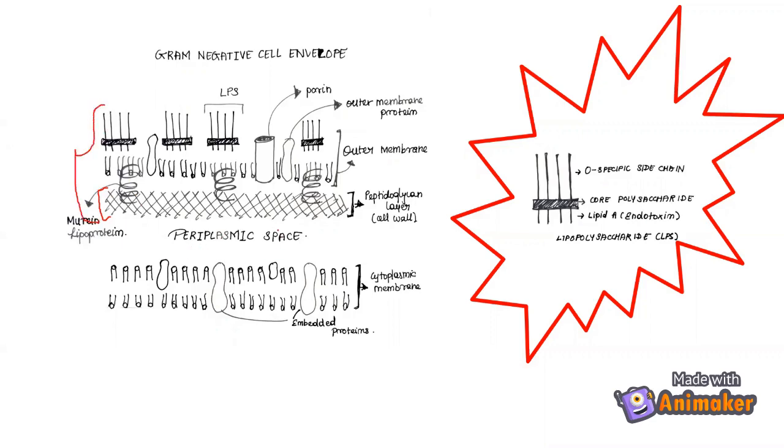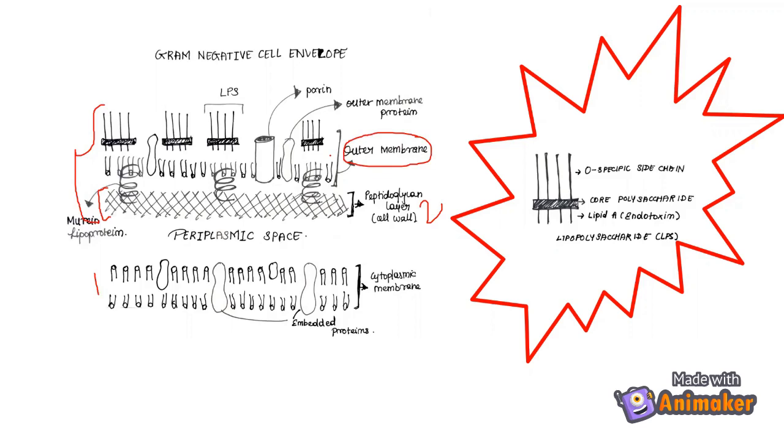Let's not include the periplasmic space. The 3 layers: you have this cytoplasmic membrane as your first layer, which is surrounded by a peptidoglycan layer, which is your second. And in addition, the gram-negative cell has a unique outer cell membrane. Now, this is what we're going to talk about.